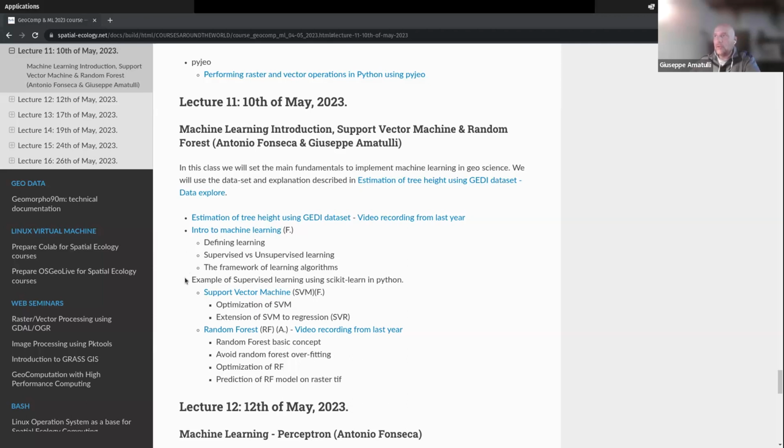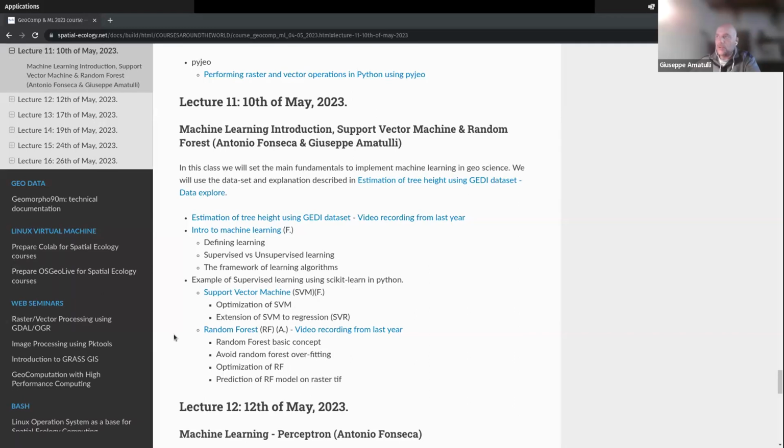Then we'll give the floor to Antonio for a machine learning introduction, and he's going to follow up with a study case with the support vector machine using the same data set. So from now on, we're going to use only this data set. In this way, everybody gets familiar and sees the potential. And then you have to follow along with a random augmentation.